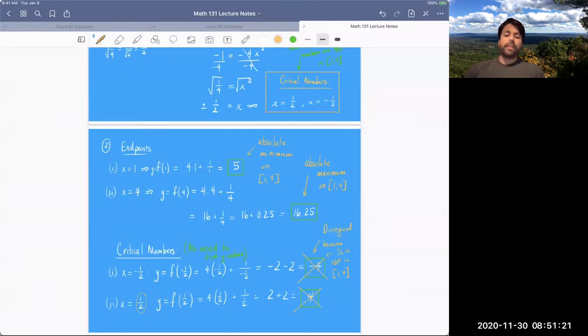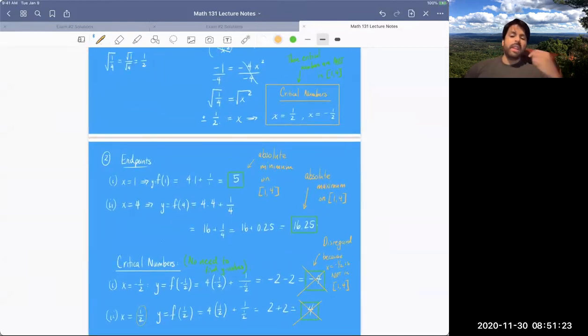So that's why it's important, guys, to always keep in mind the interval that's specified. It only makes sense to find the absolute minimum and absolute maximum if you have a specified interval. If you don't have a specified interval, we normally would not be able to always talk about absolute max or min. So it's important to know your interval.